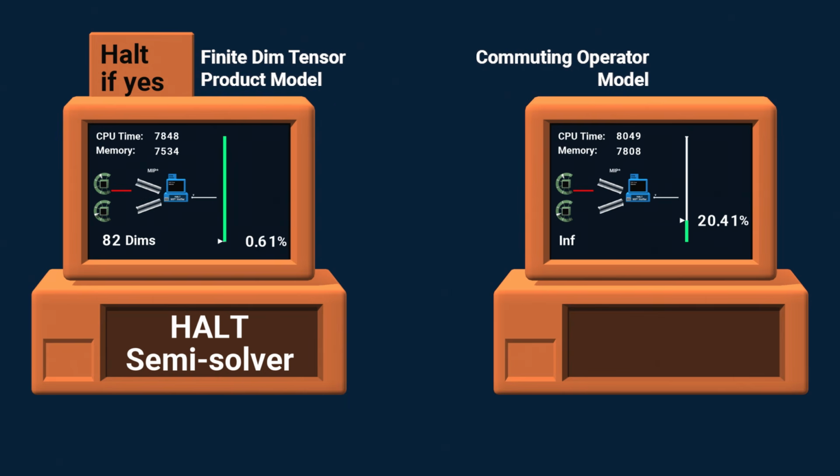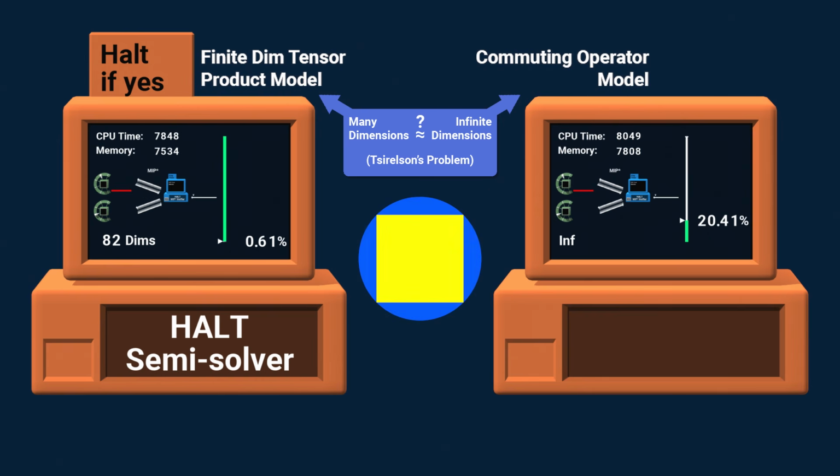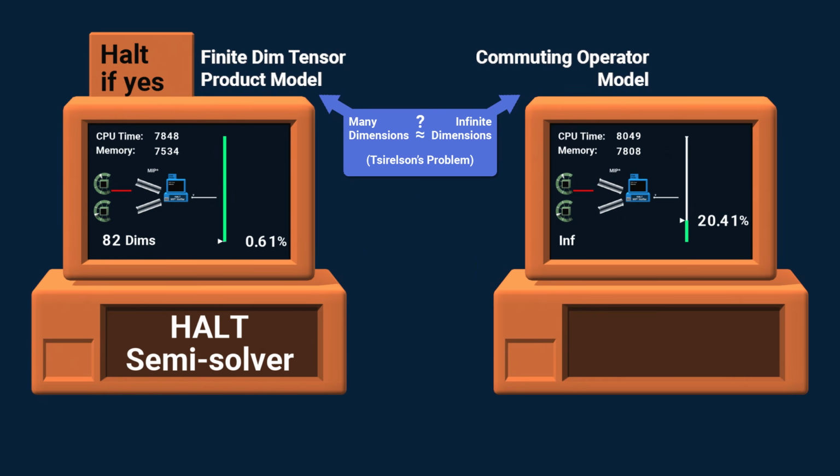We can phrase this question differently. If we have a tensor product with many dimensions, is it approximately as powerful as an infinite commuting operator model? Consider this analogy from geometry. This polygon has a finite number of sides, and its area is smaller than the circle's area. But as we add more sides, we can approximate the circle's area as closely as we want. So basically, we are asking if the same thing happens here. This is an informal statement of Tsirelson's problem, which was an open question in mathematical physics for several years. Surprisingly, we are about to use complexity theory to solve it.